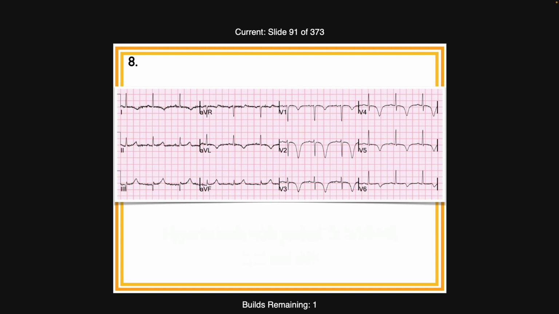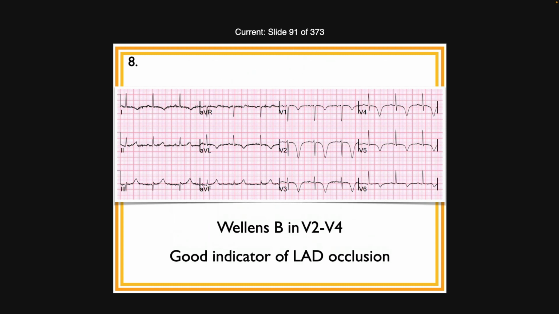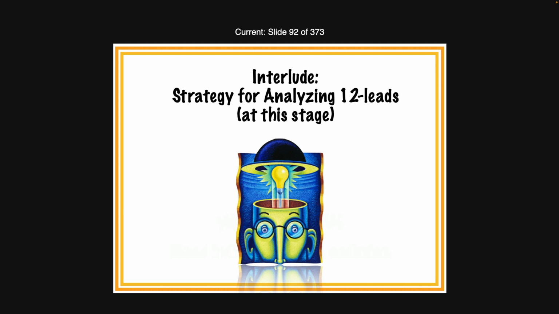Okay, good. And what are the deep precordial T waves, what do we call those, and what's the significance of it? You're looking for V2 to V4 for Wellens, and that's an LAD inclusion. Okay, good indicator. Good. Okay, so one more thing before we finish this. We're still going to do some plain old 12-lead practice, but this part of the lecture will be done.